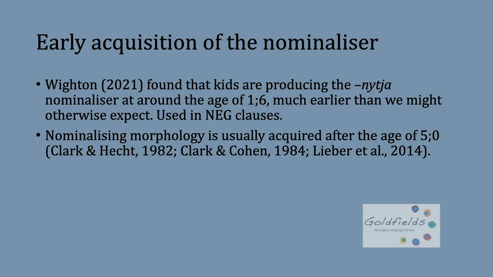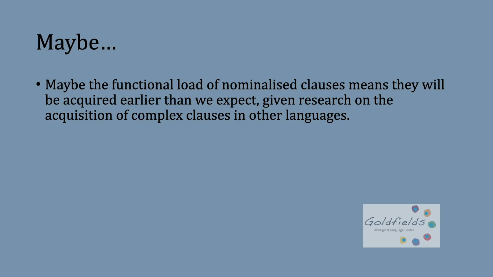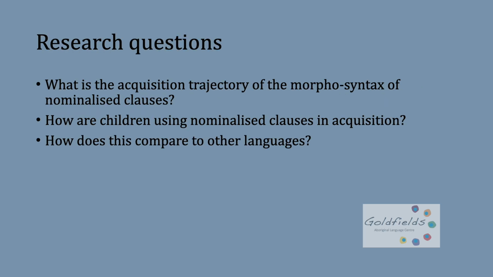So for example, in Inuktitut, a North American language, children acquire passive constructions unexpectedly early, a really complex construction, in part because they feature really frequently in child-directed speech. And similarly in English, children's comprehension of an object-relative clause improves dramatically when they're tested on clauses the researcher knows the child has heard recently.